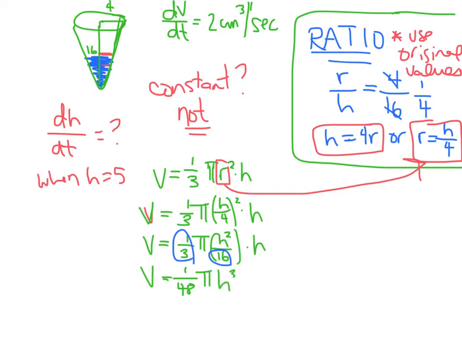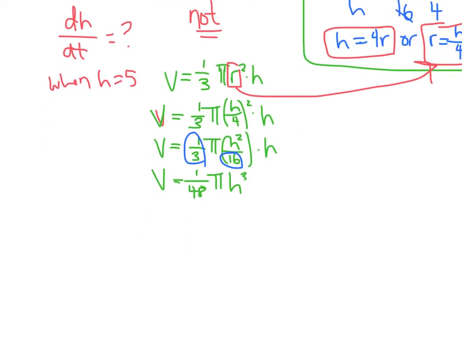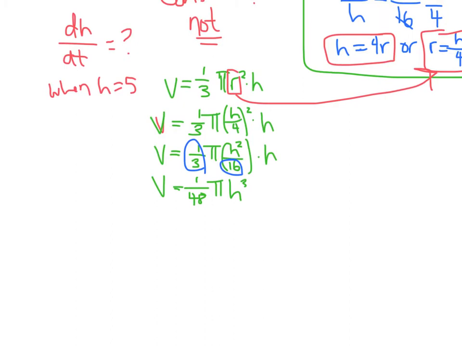All right, now I am ready to go ahead and take the derivative of this with respect to time. Okay, so I can go ahead and do the derivative with respect to time of this equation. So I would get dv dt is equal to, all right, so 1/48 and pi we know are numbers. And so you're going to go ahead and take this 3 and multiply it times that. So 3 times 1/48 would simply be 3/48, then your pi, then h squared, and then dh dt.